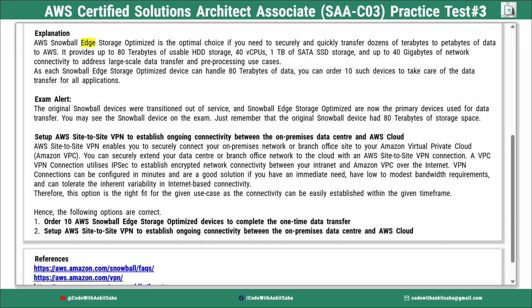Explanation: AWS Snowball Edge Storage Optimized is the optimal choice if you need to securely and quickly transfer dozens of terabytes to petabytes of data to AWS. It provides up to 80 terabytes of usable HDD storage, 40 vCPUs, 1 TB of SATA SSD storage, and up to 40 gigabits of network connectivity to address large-scale data transfer and pre-processing use cases. As each Snowball Edge Storage optimized device can handle 80 terabytes of data, you can order 10 such devices to take care of the data transfer for all applications.